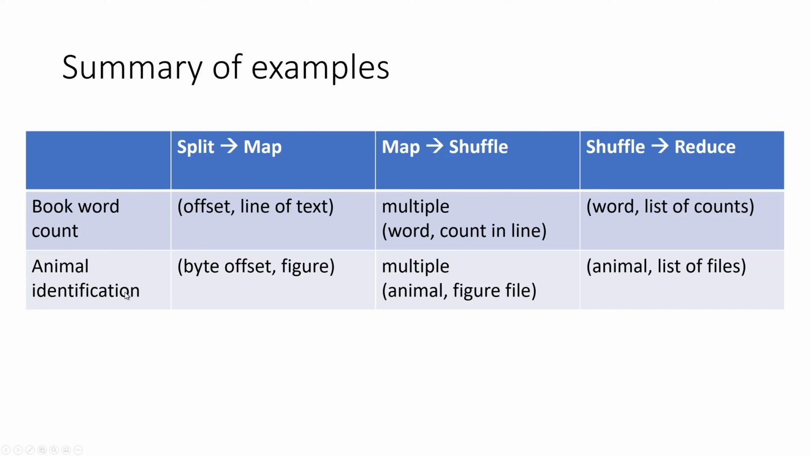In the animal identification case, we get from disk and send into the map instance a byte offset and then the contents of the figure that we read. And then the map instance will identify animals in that figure. And if there is at least one animal, it will generate a key value pair where the key is the animal that was identified and the value is the name of the file. And then the shuffle will take all of these animal file tuples that were generated by the map instances and join them. And then the shuffle will send to the reduce instance a key, which is the animal, and then the list of all files where that animal appeared.